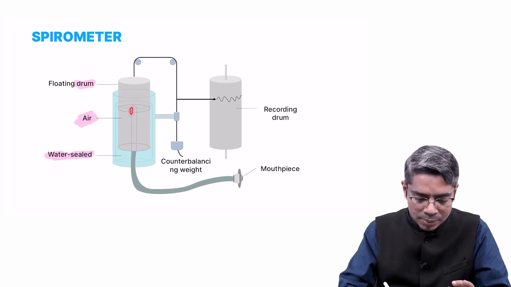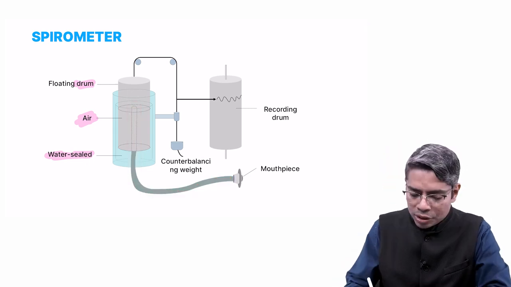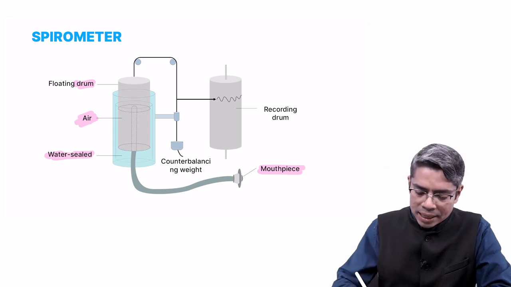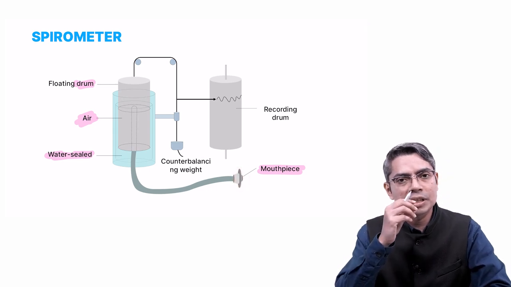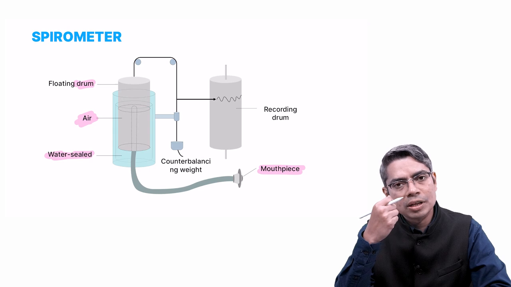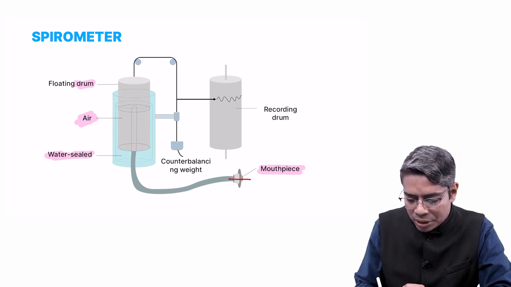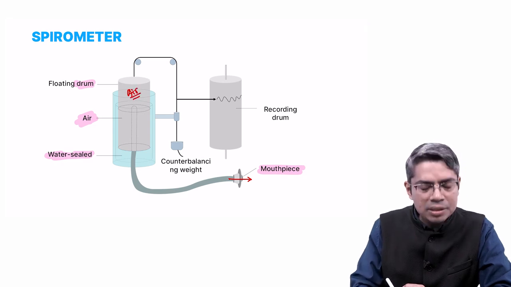If you look at this diagram more closely, you will find there is a tube, and this tube is ultimately connected with the mouth of the subject, which is known as the mouthpiece. The subject has to take this portion into the mouth, and then you have to close the nose. Now if the subject takes one inspiration, what will happen? He is going to take some air. Where is the air coming from? The air is going to come from this drum.